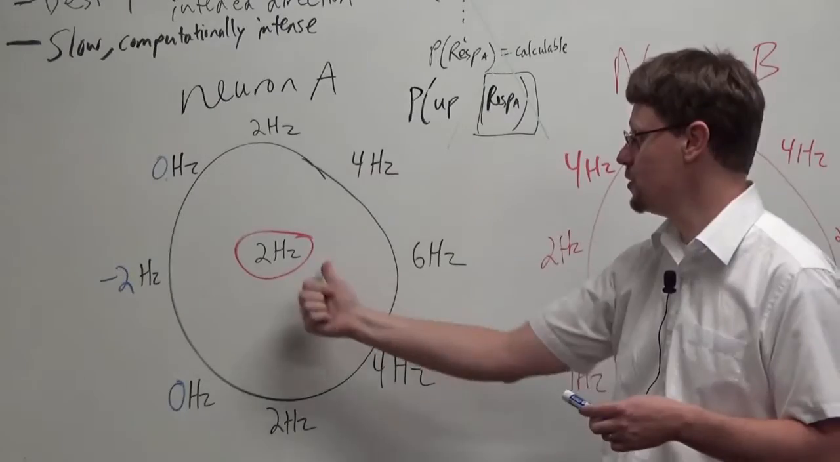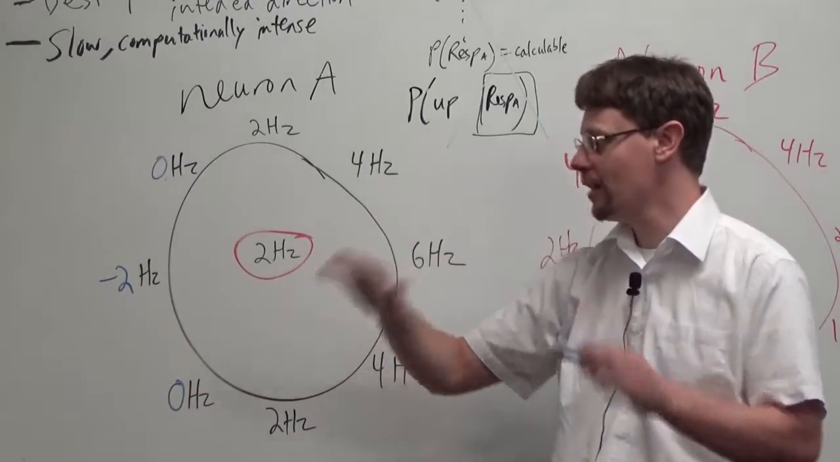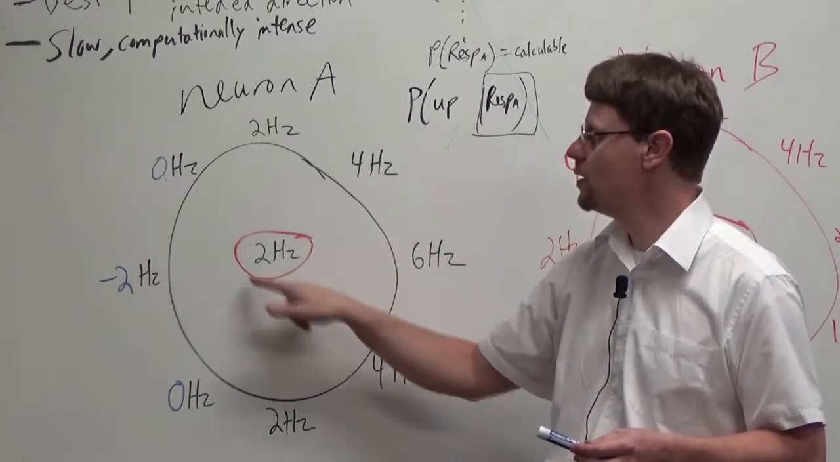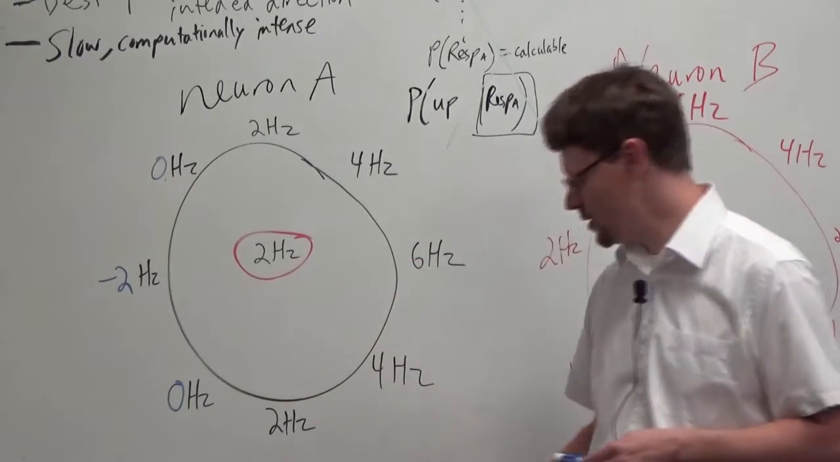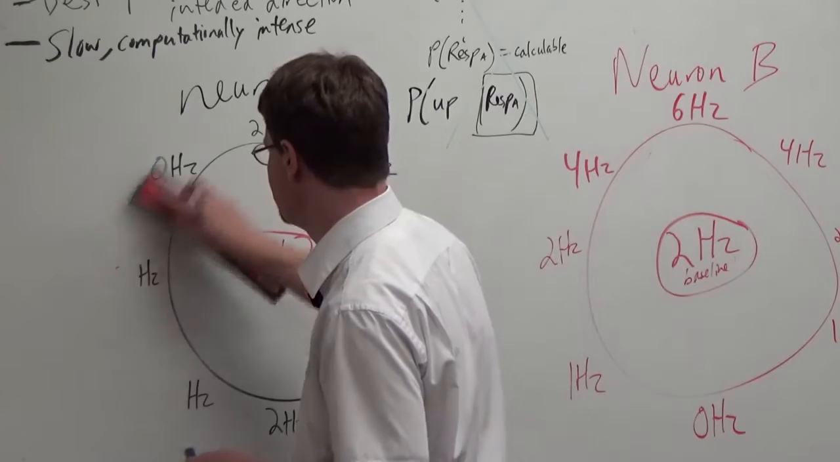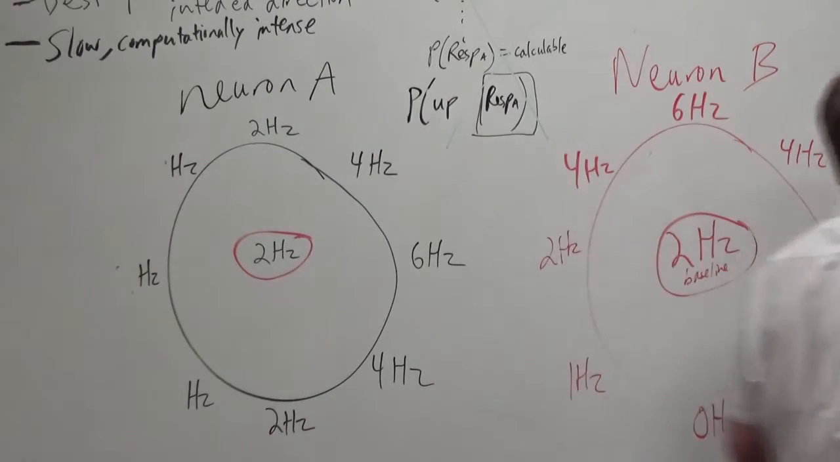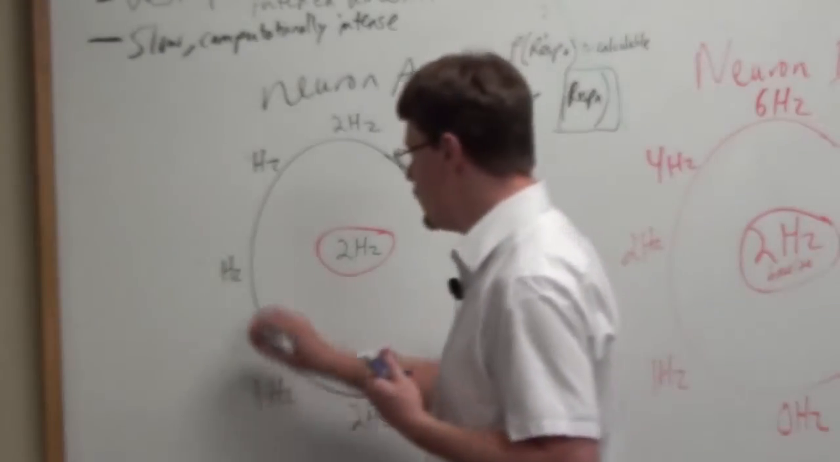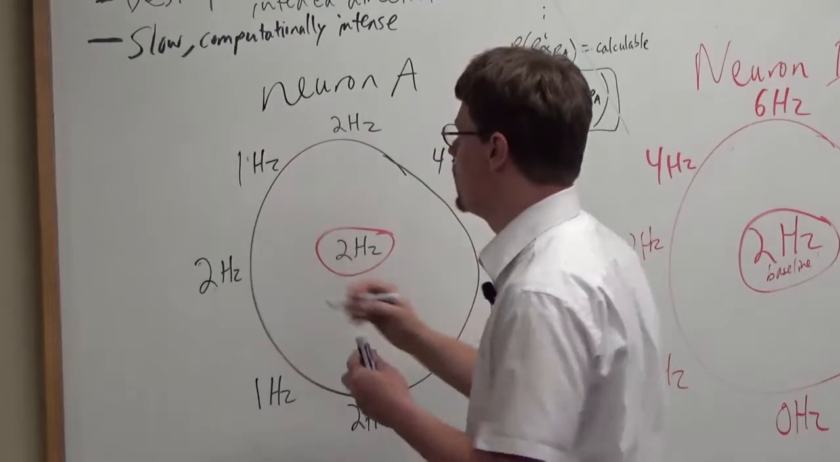But then we'd have a perfect situation where it goes up by 4, down by 4, life is good. Up by 2, down by 2, life is good. Everything would work. That's not the universe we live in, because there's no such thing as negative firing rates. So that's not going to work. But that's sort of the ideal.